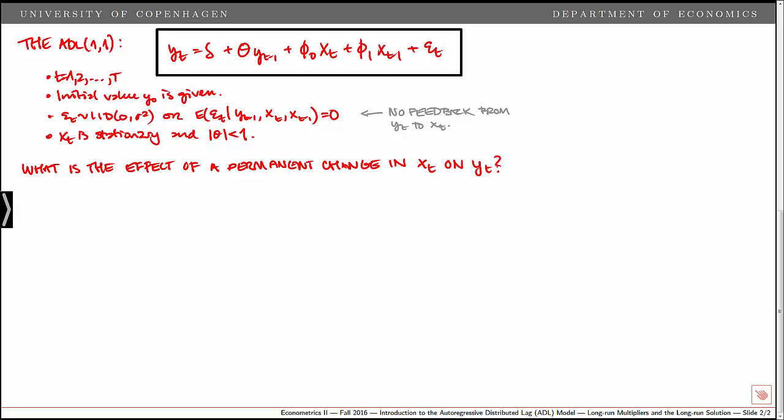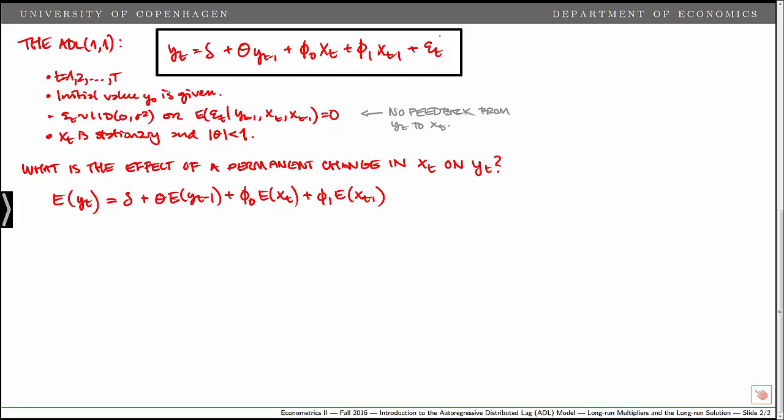So to answer this, we could start by considering the unconditional expectation of y_t, and then we take the unconditional expectation of the right hand side, and we get the constant term plus theta, the unconditional expectation of y_{t-1}, plus phi_0 expected value of x_t plus phi_1 expected value of x_{t-1}, plus the expected value of the residual term, which is 0.